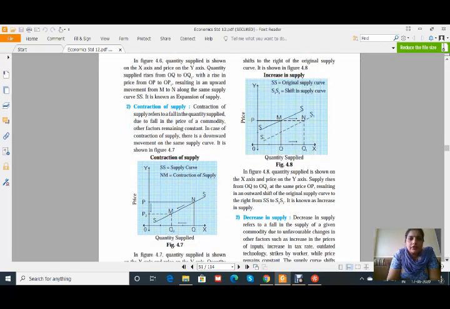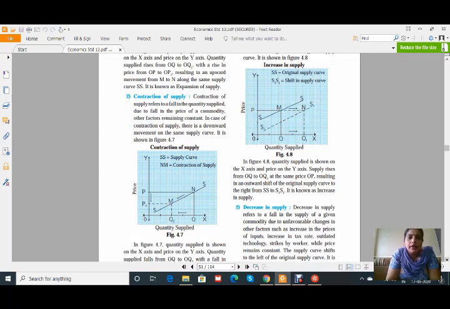Okay. Now the next one is the contraction of supply. Contraction of supply refers to a fall in the quantity supplied due to a fall in the price of a commodity and other factors remaining constant. Here we can easily see from the figure that when P is changing from P to P2, quantity supplied will go from Q to Q2.